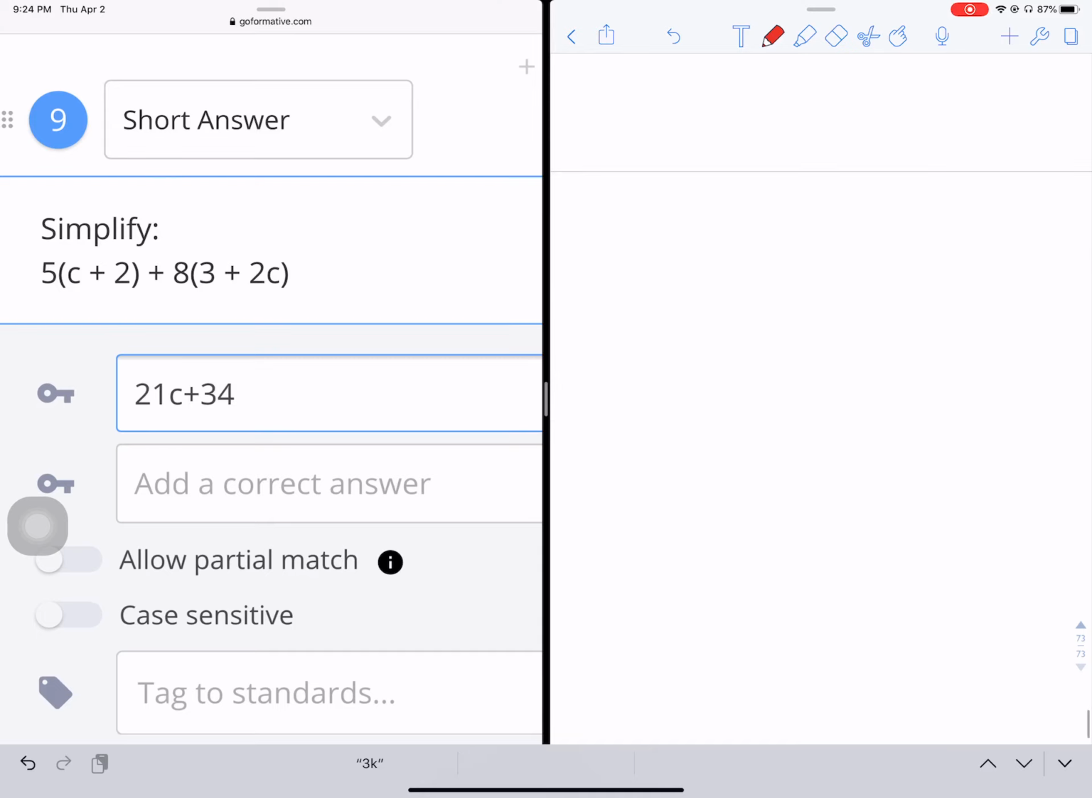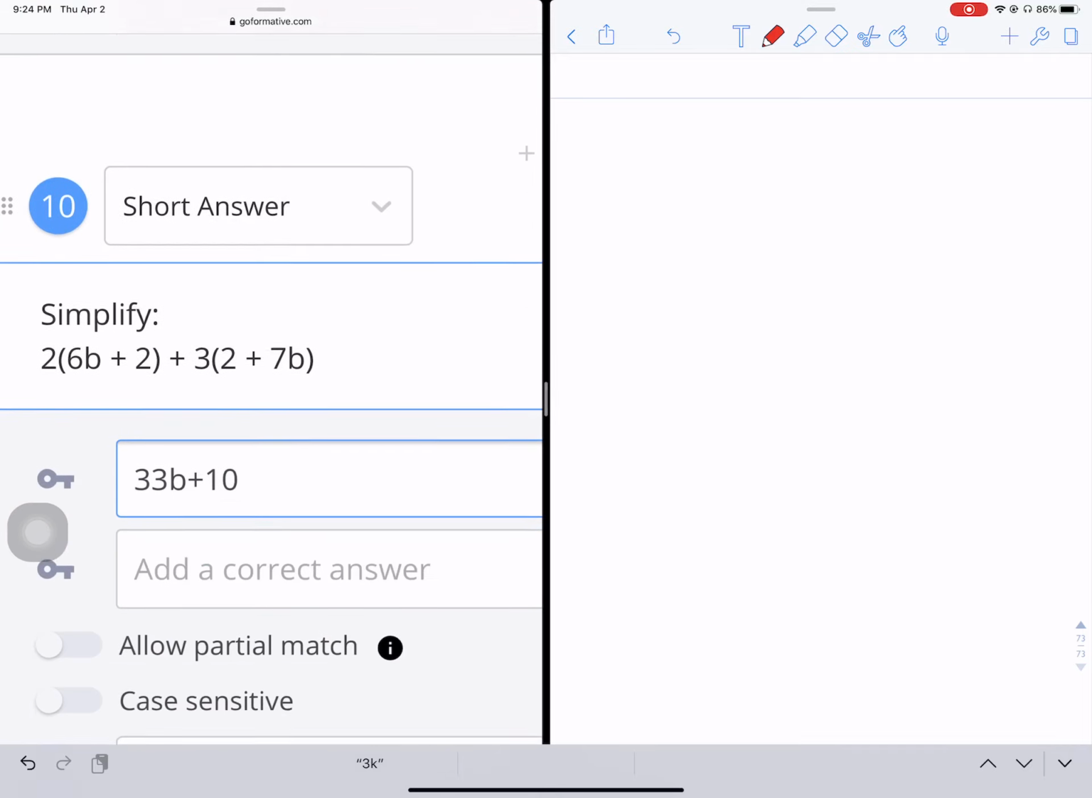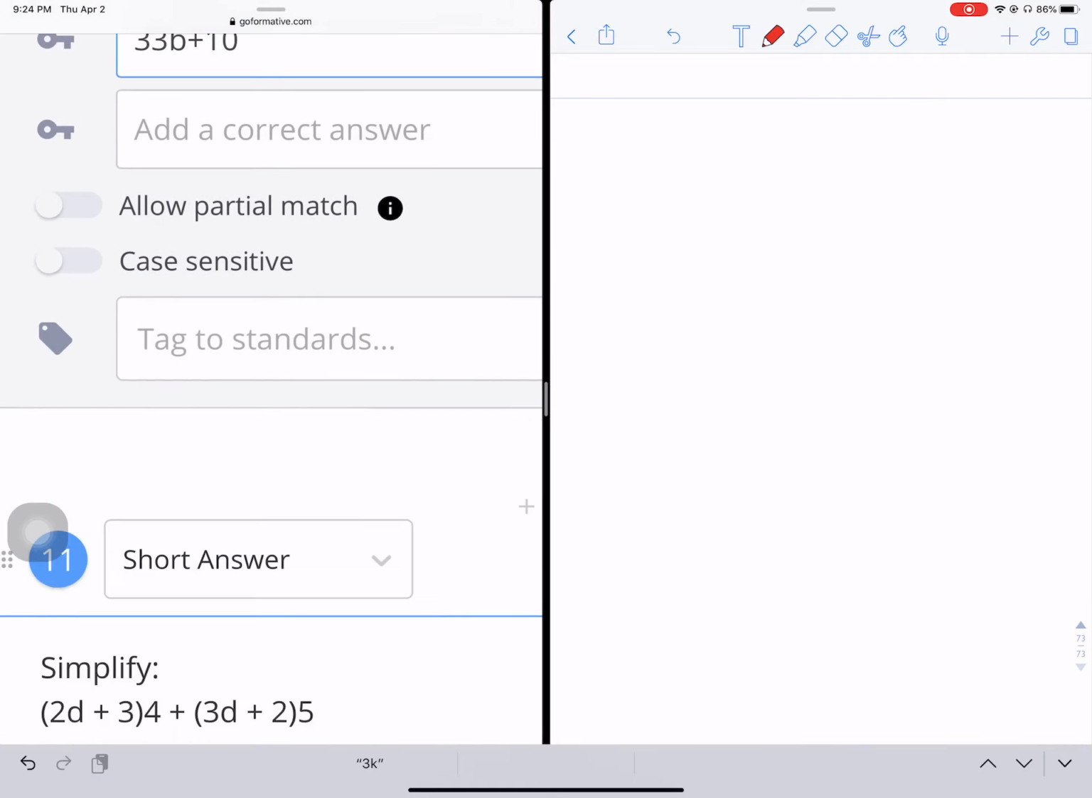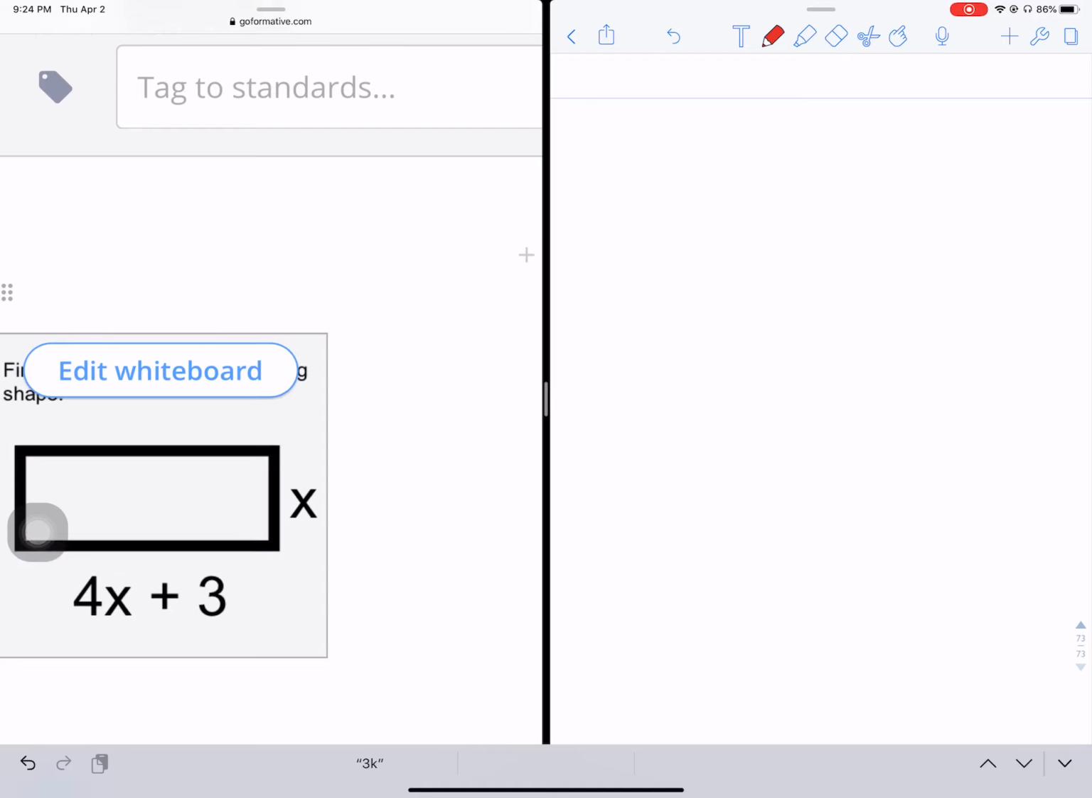This one is two sets of distributions. So you're going to do 5 times C and 5 times 2. Then you're going to do 8 times 3 and 8 times 2C. But when you're done doing that, you'll have two things that can add together: the C's go together and the numbers go together. So I'm going to let you figure that one out, but I know you've got this. And that is more of the same.